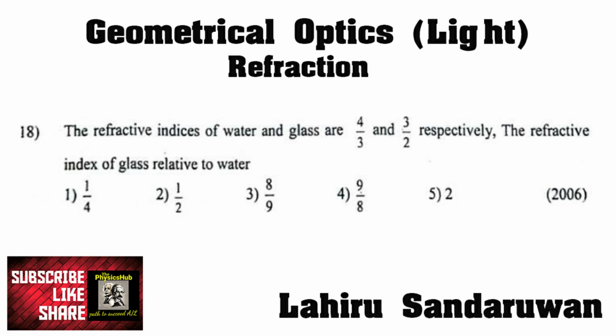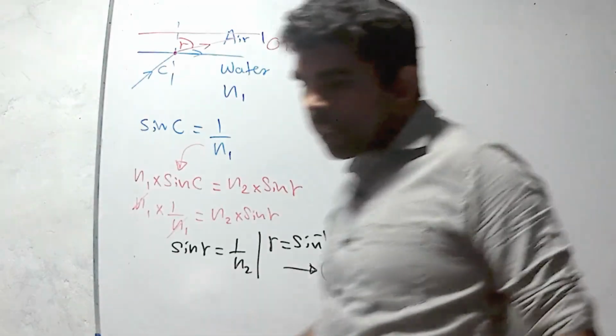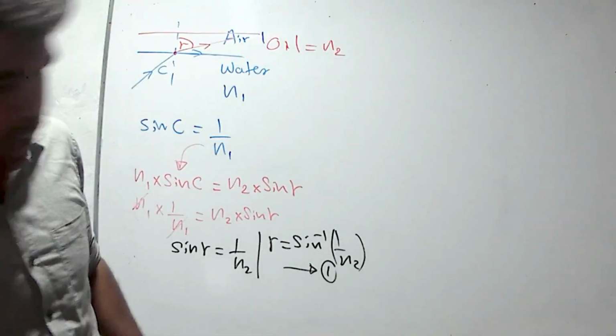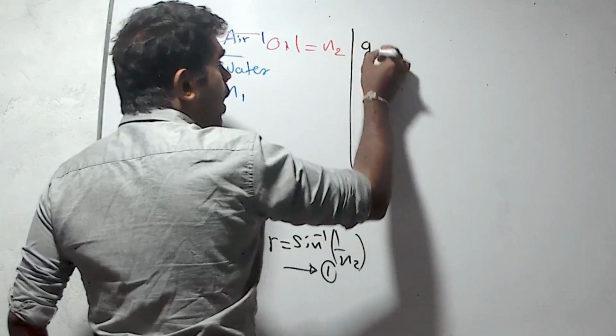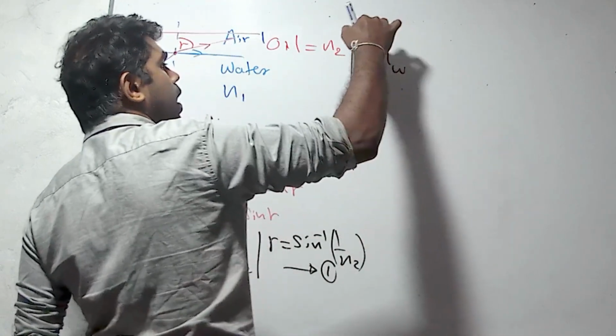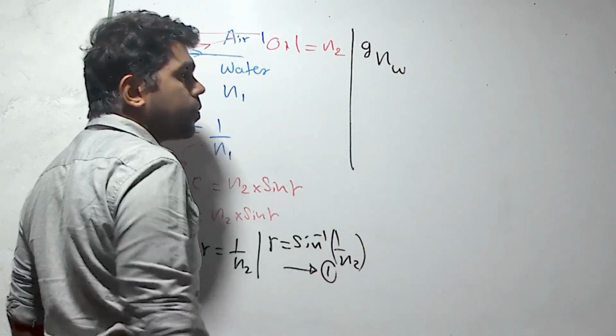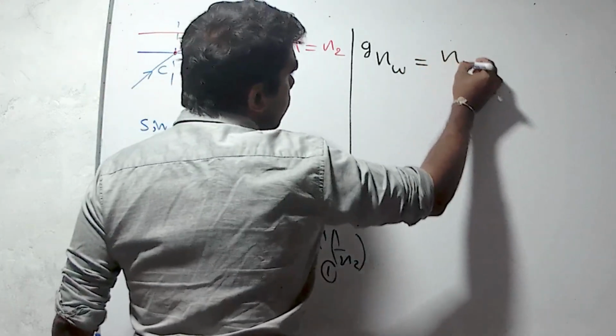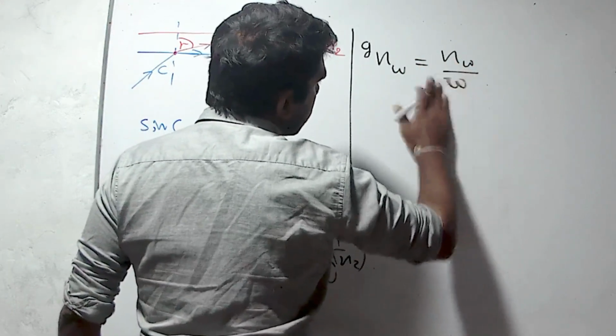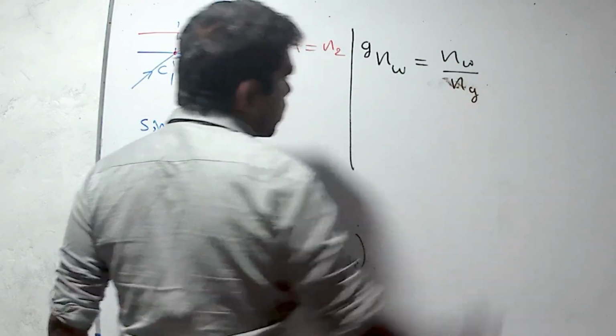Then question number 19. The refractive indices of water and glass are 4 over 3 and 3 over 2 respectively. The refractive index of glass relative to water means the refractive index of glass divided by the refractive index of water. We have to remember this.